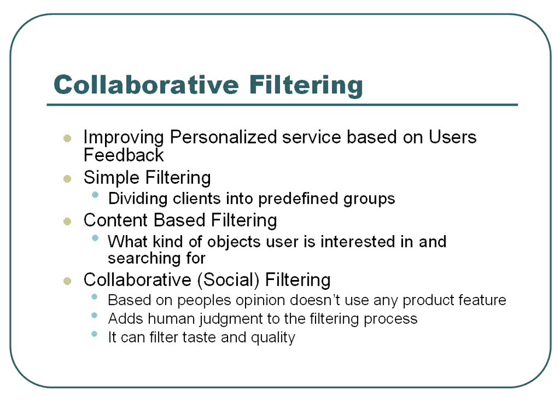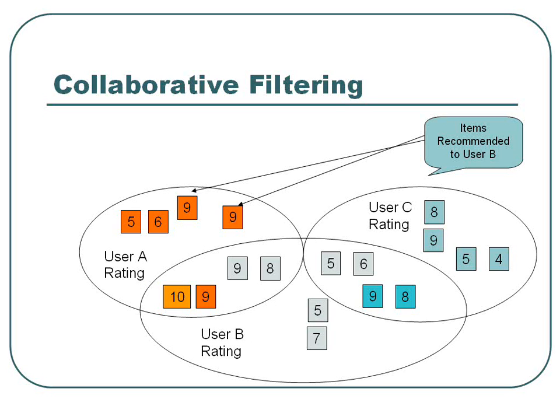Using any other filtering criteria, you can't filter taste and quality. You can't quantify the taste, you can't quantify the quality. But this way, since human judgment is involved, you can quantify, meaning you can personalize using taste and quality. So let's see this example.